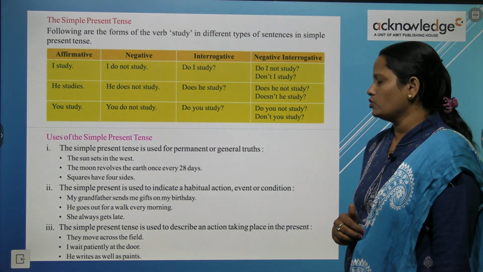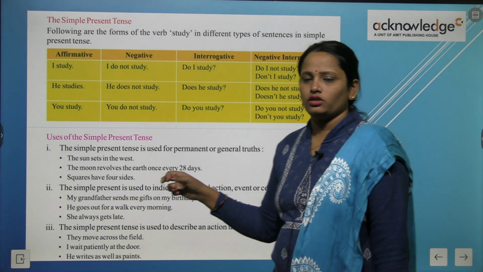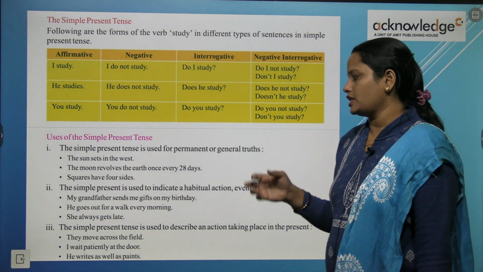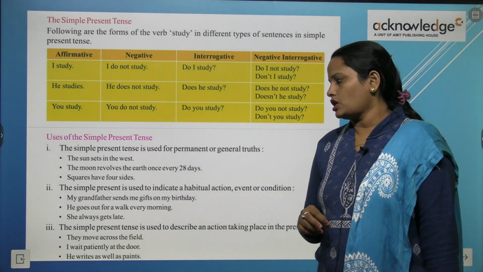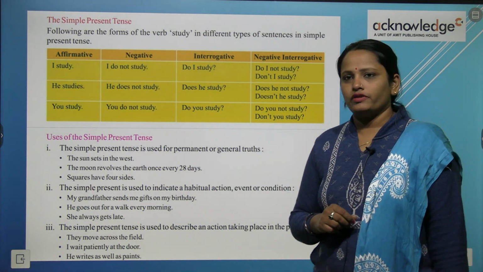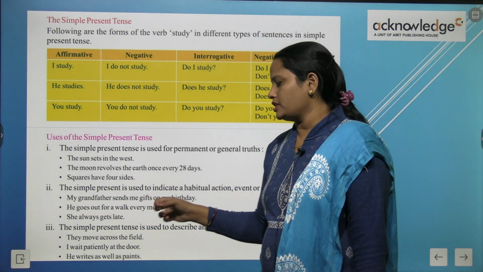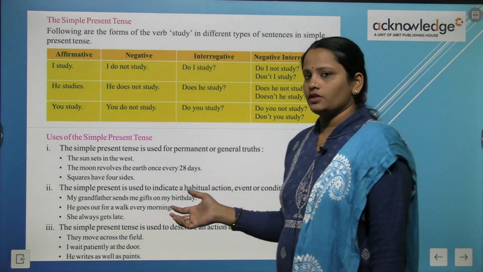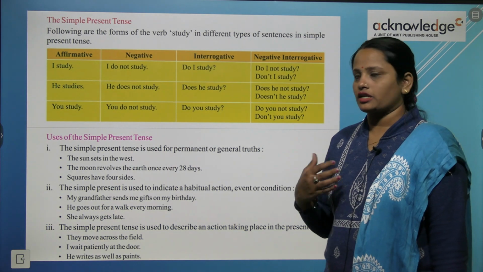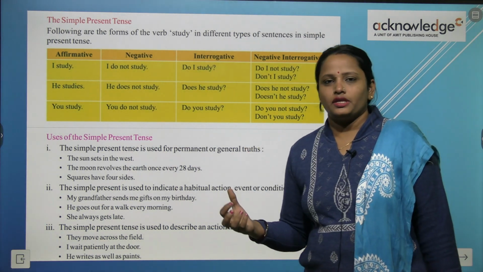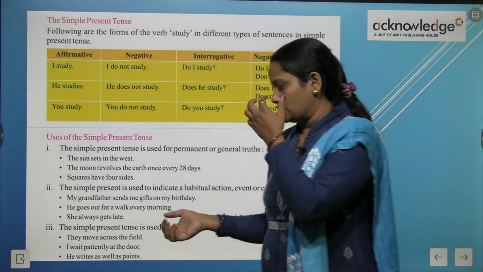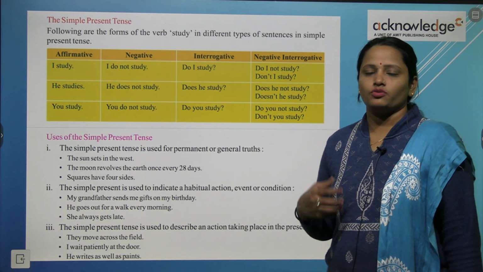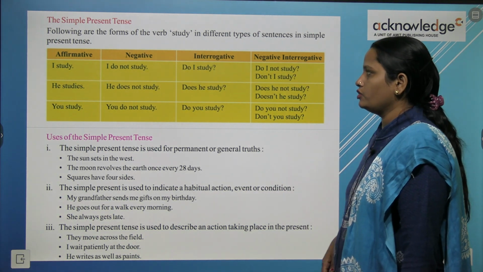The simple present is used to indicate a habitual action, event or condition. So simple present tense also tells about a habit. My grandfather sends me gifts on my birthday. He goes out for a walk every morning and she always gets late. The simple present tense is used to describe an action taking place in the present. So what is simple present tense used for? It is used to describe an action that is taking place in the present. They move across the field. I wait patiently at the door and he writes as well as paints. So these are a few of the examples, children.